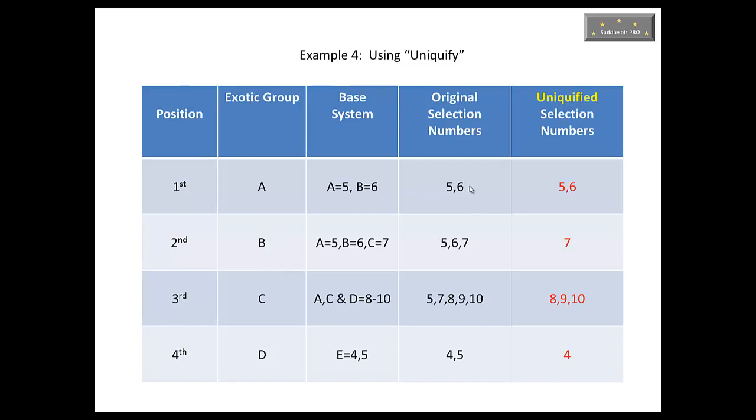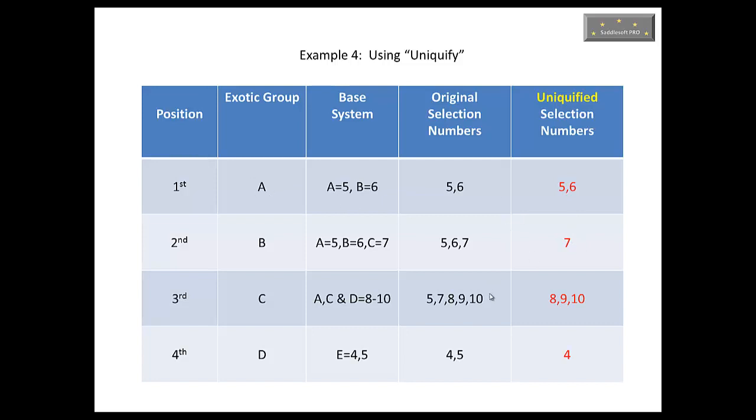So for example, if per the base setup we had 5 and 6 for exotic group A, 5, 6, 7 and so forth for subsequent groupings, it would look and say, all right, 5 and 6, that's our first selections under exotic group A, but then we've encountered 5, 6, 7, we've already used 5 and 6, the only unique one is 7, so I will allow 7 for exotic group B, but not 5 and 6 because that happened in exotic group A.